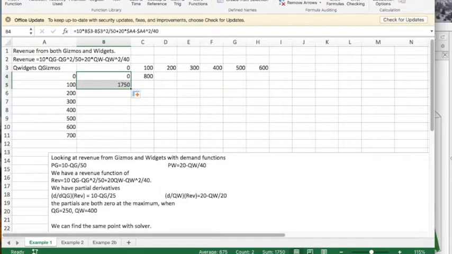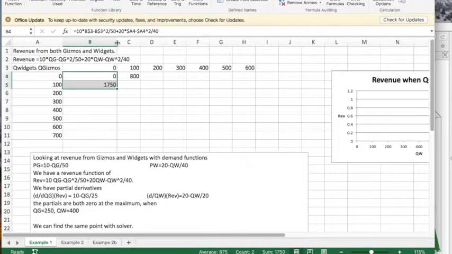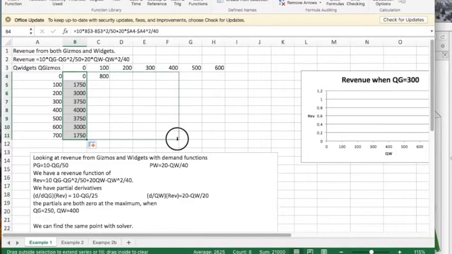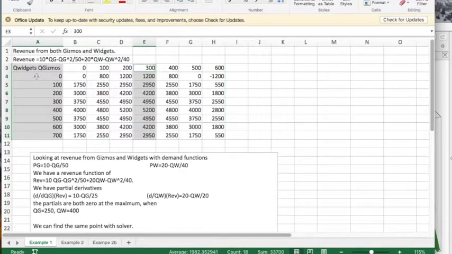We can unshow the formulas, make our sizes more appropriate for the rows. I then do quick fill, and that will build my table. I'm going to look at the quantity of gizmos against the revenue when I've got the quantity of widgets. I'm assuming the quantity of gizmos is 300.